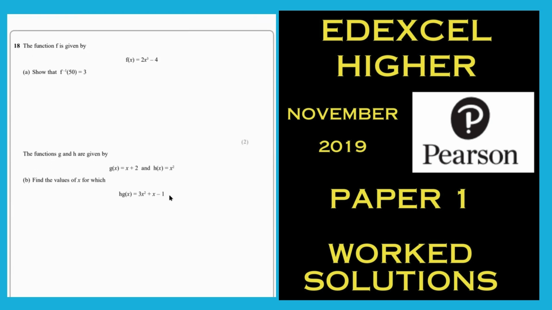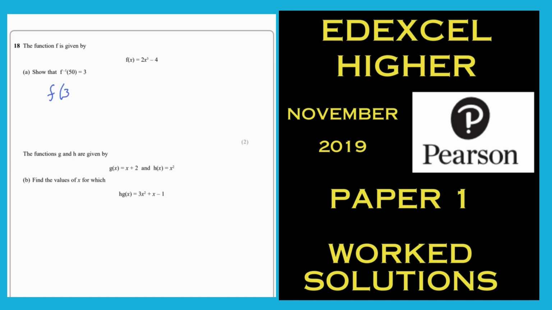Number 18. There are a couple of ways you could find the inverse function by rearranging, but because it's got a cube in it, it could get a bit messy. So the idea is, if you sub a number into the inverse function and get an output, take the output, put it into the original function and you'll get the 50. So that's what I'm going to do.